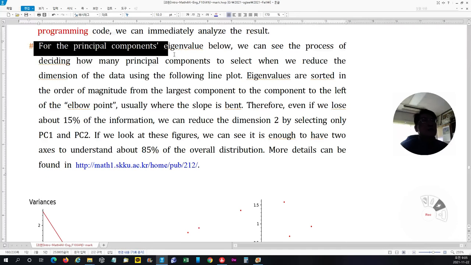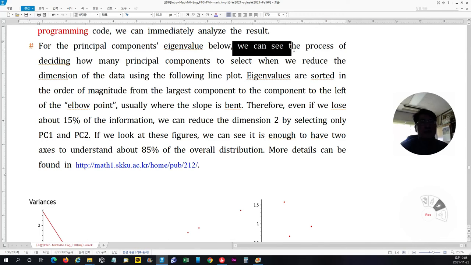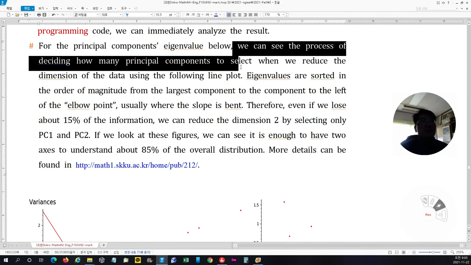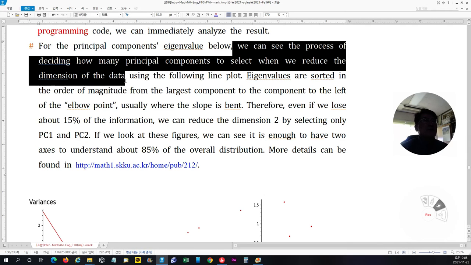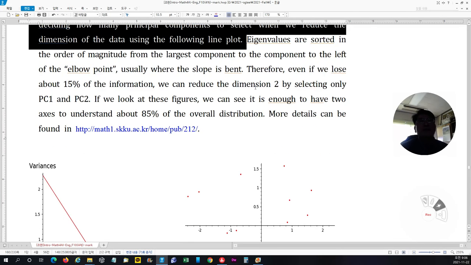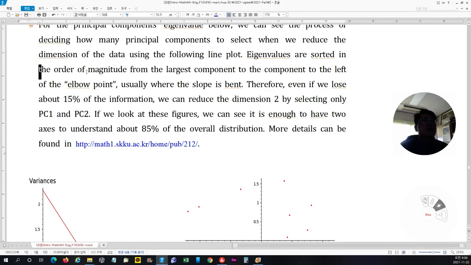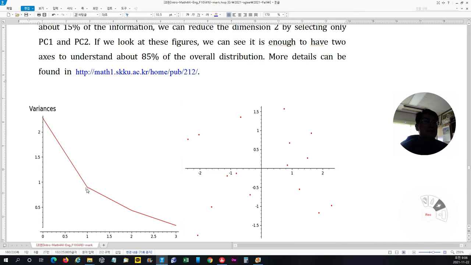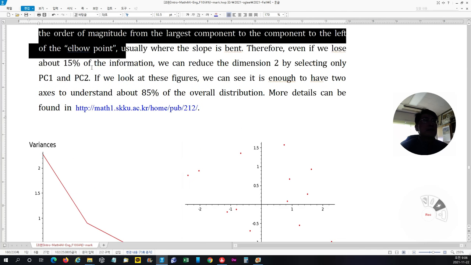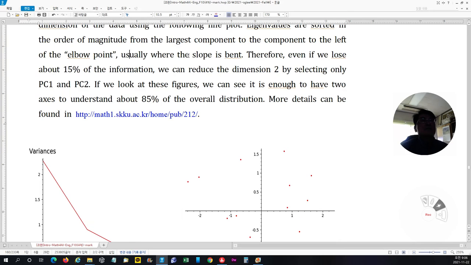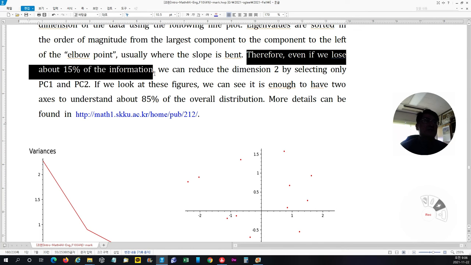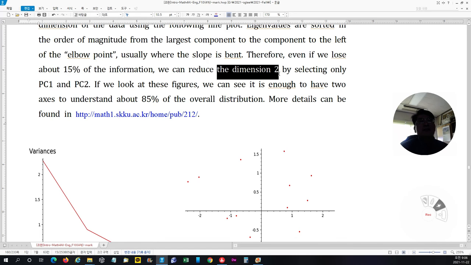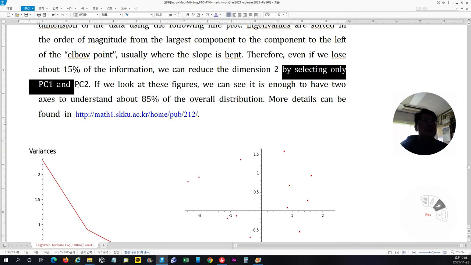For principal components, the eigenvalues below, we can see the process of deciding how many principal components to select when we reduce the dimension of data using the following line plot. Eigenvalues are sorted in order of magnitude from the largest, and we keep the components to the left of the elbow point. We call this the elbow point, usually where the slope is bent like this. Therefore, even if we lose about 15% of the information, we can reduce the dimension to 2 by selecting only PC1 and PC2.